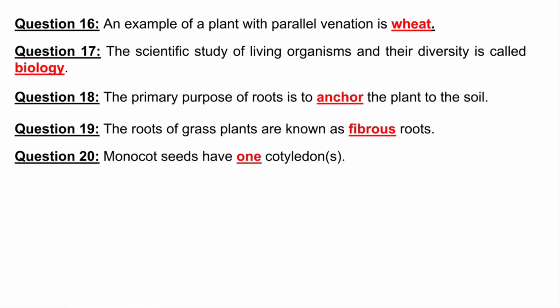And the last question, monocot seeds have how many cotyledons? They have one cotyledon. Okay, so these were your 20 important fill in the blanks from this chapter.